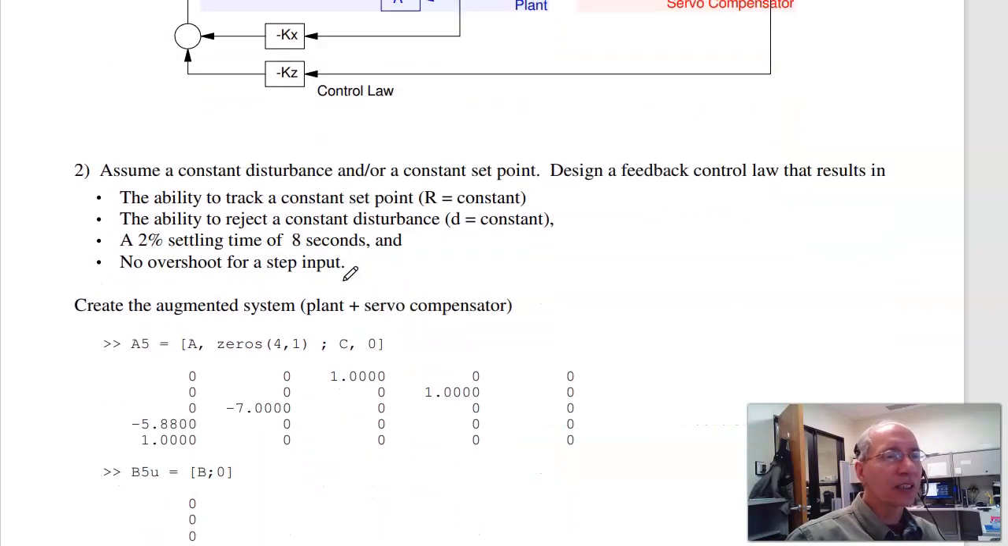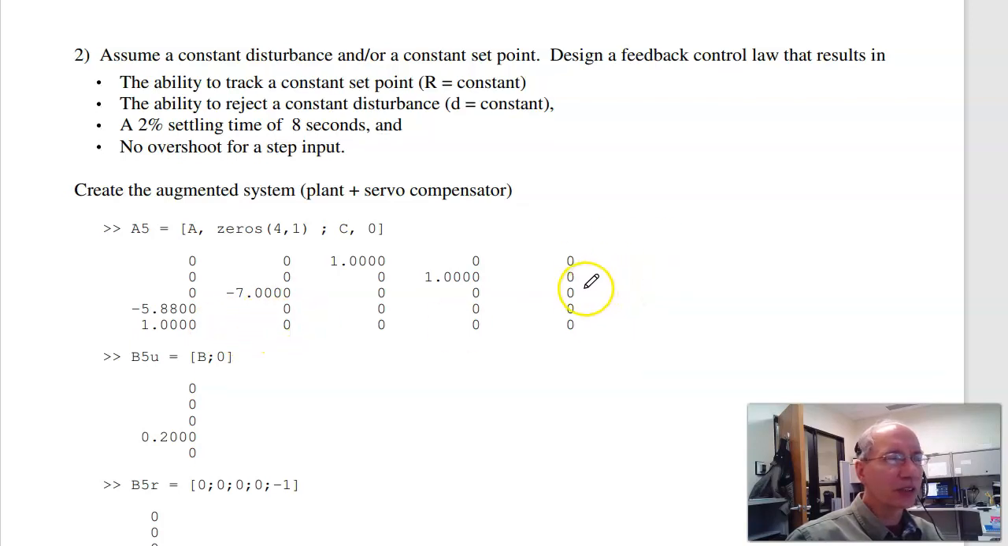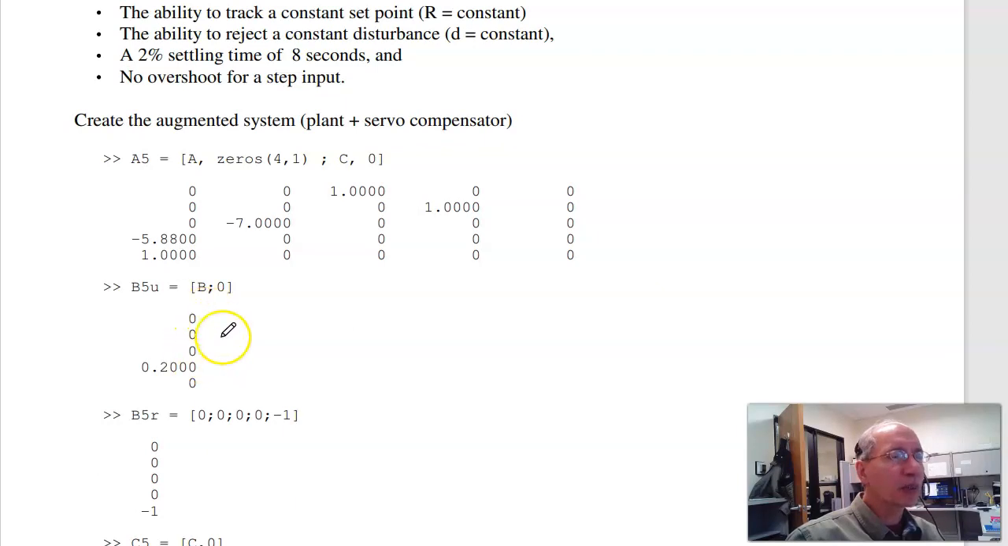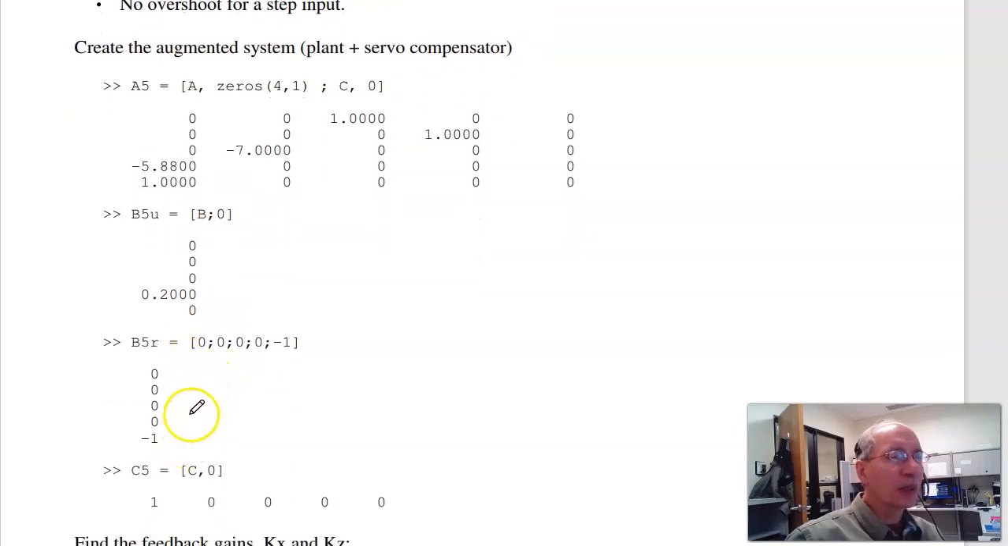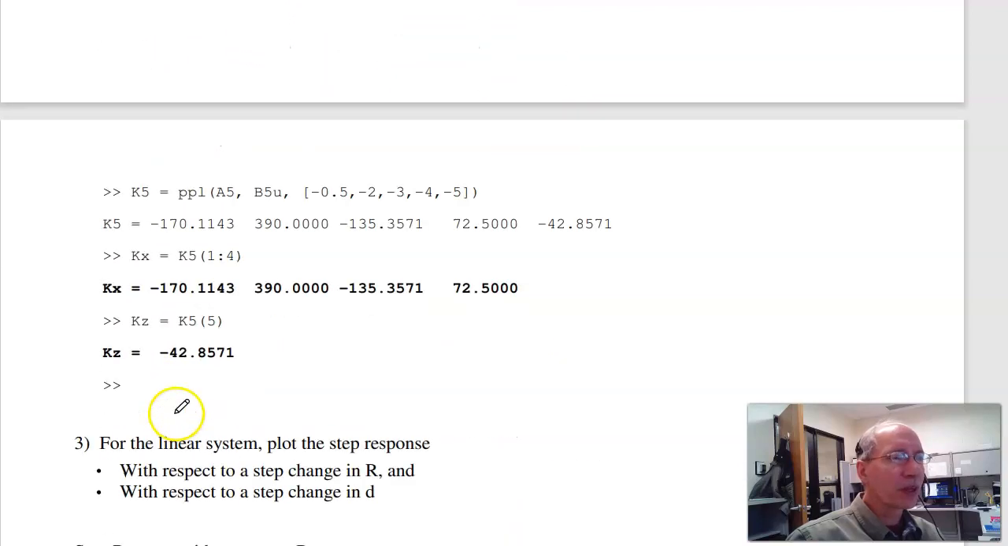So let's do that. Form the augmented system. So here's your A matrix. There's the servo integrator. Here's the C times B, or B_Z times C, and a zeros matrix. Augmented B matrix with respect to U. Augmented B matrix with respect to R. And we'll look at position.